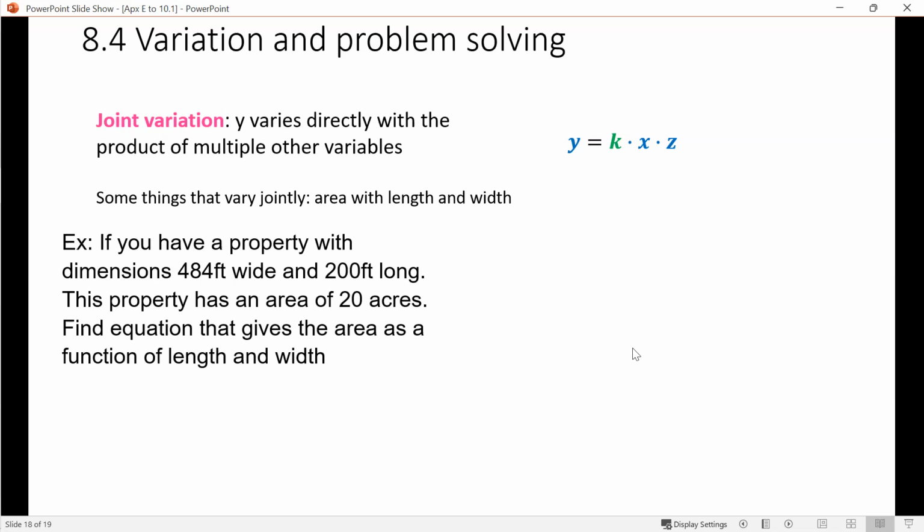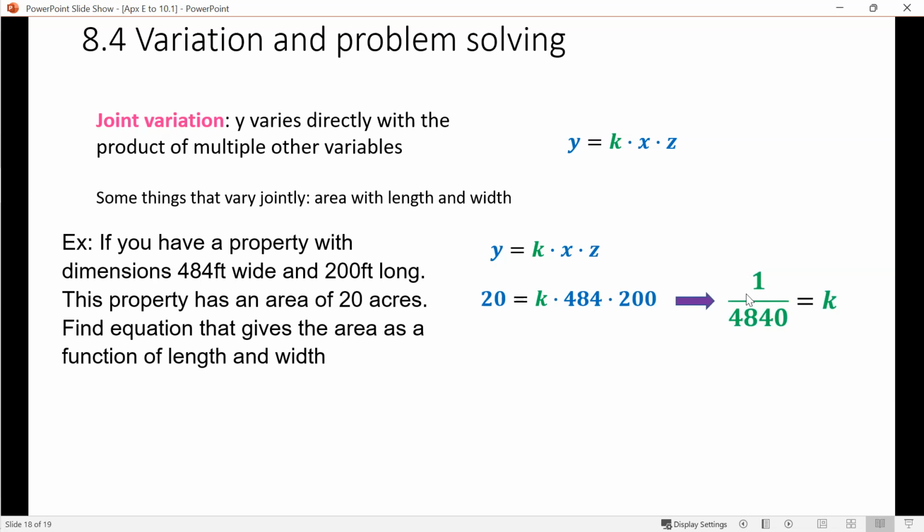Okay. Well, we know that these things are going to vary directly, right? The wider and longer our piece of property is, the more area it's going to have. So we know that the area in acres varies directly with these two quantities. So that's called joint variation. And we're going to use our joint variation formula. We're going to plug in our initial conditions where 20 acres is some constant times the width times the length, and then solve for that constant.